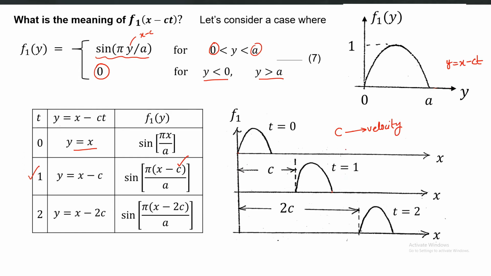If I plot the same function for t equal to 2 seconds, put t equal to 2 here, and y will become x minus 2c. You put y equal to x minus 2c and plot for x, you will get this shape again, but it will be displaced by a distance 2c. So at t equal to 2 seconds, the same shape has traveled a distance 2c. So this again confirms that c is the velocity of the travel of that shape.